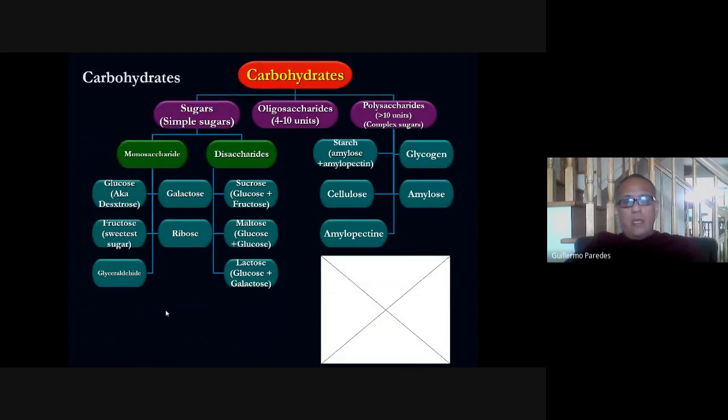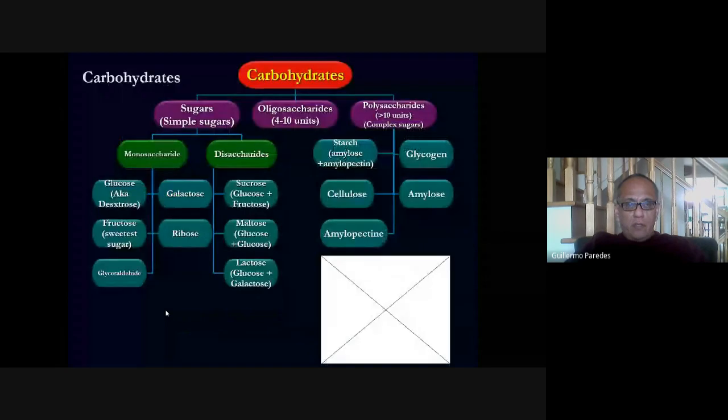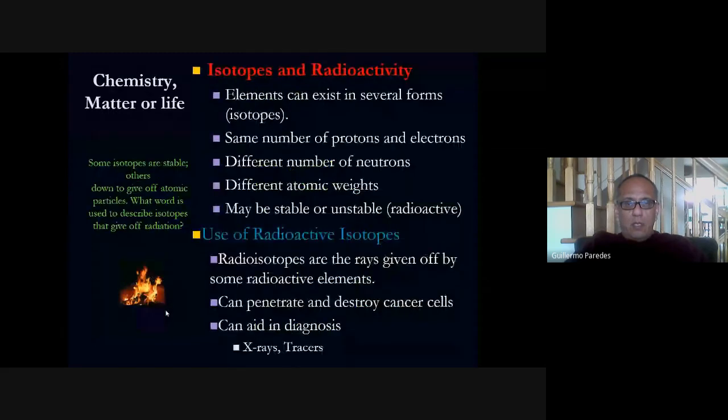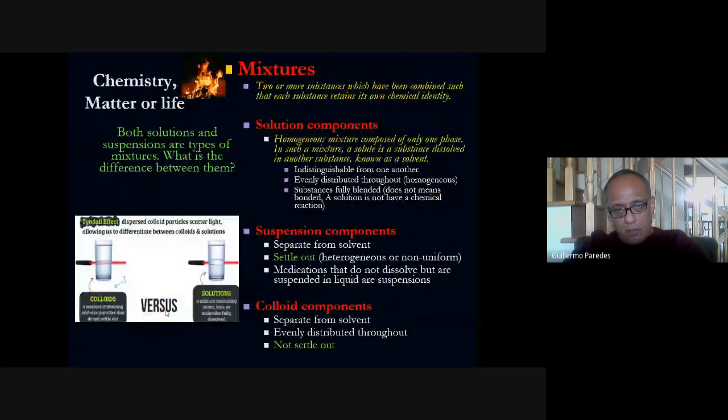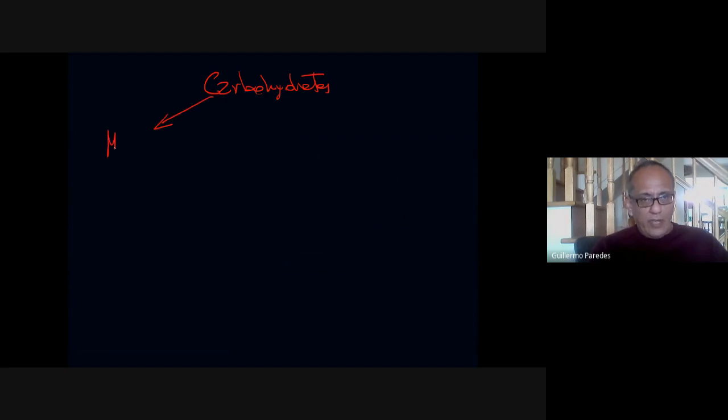All right, so I'm going to talk about pH at the end, but basically I want to finish the carbohydrates first. Okay, talking about carbohydrates, this is what you need to remember. Carbohydrates are going to be monosaccharides, and we're going to do the polysaccharides.